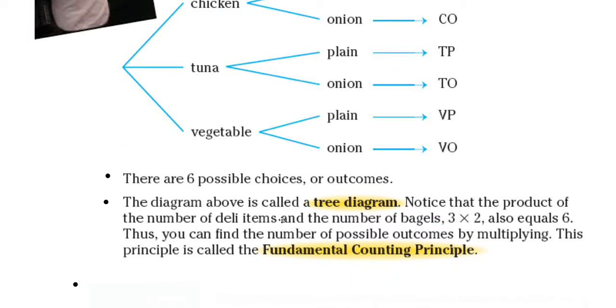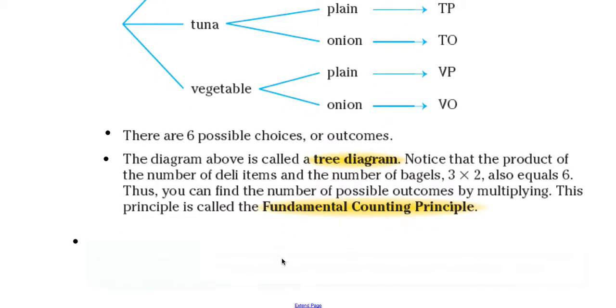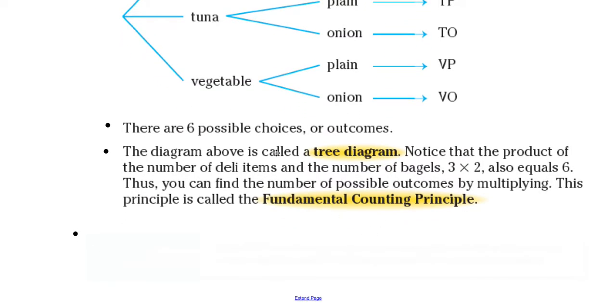Notice that the product of the number of deli items times the number of bagels gives the outcomes. There are 3 deli items and 2 types of bagels, so multiplying 3 times 2 gives you 6. Thus, you can find the number of possible outcomes by multiplying. This is what we call the fundamental counting principle, where you multiply the number of deli items times the number of bagels.